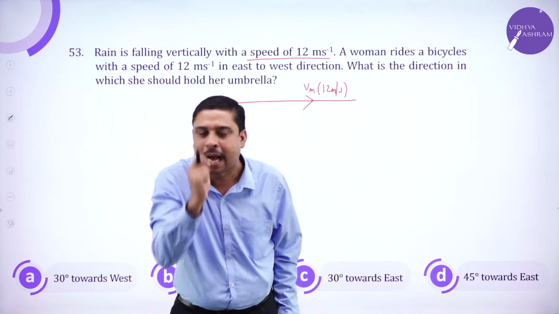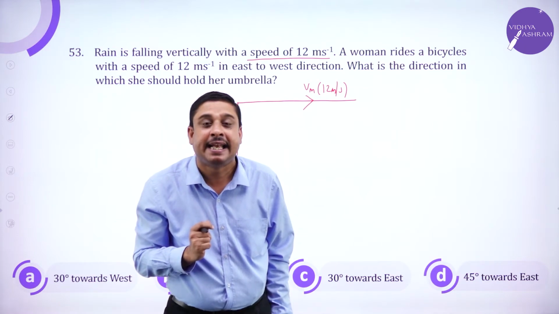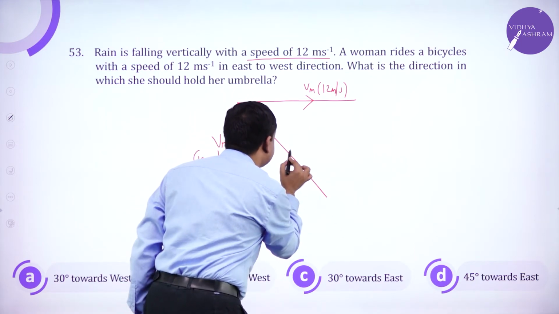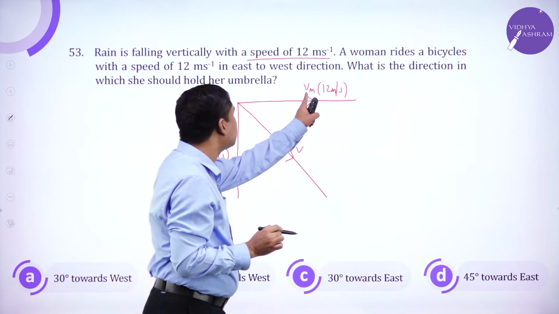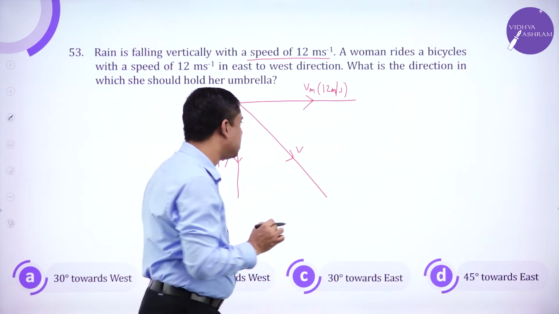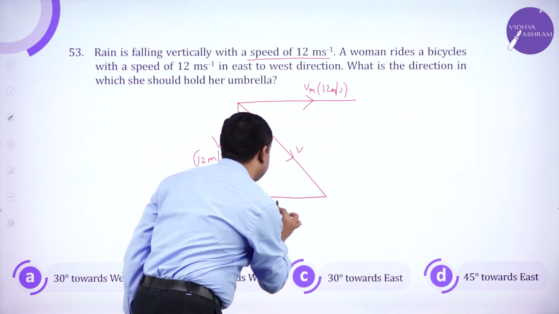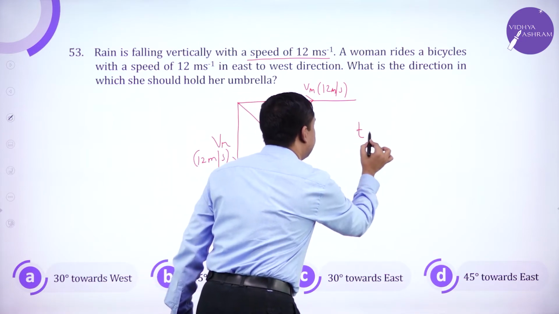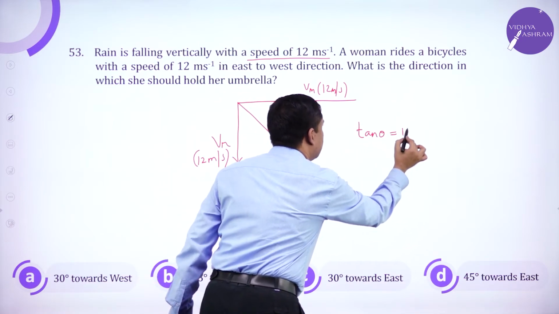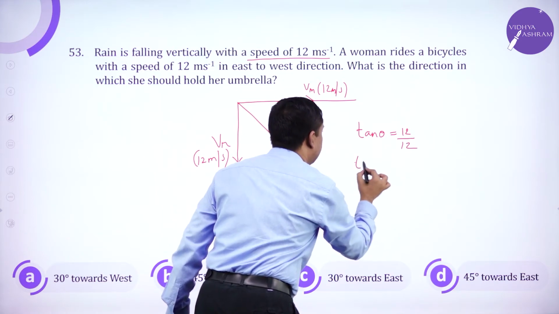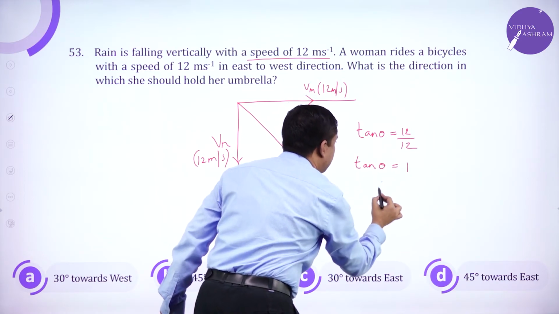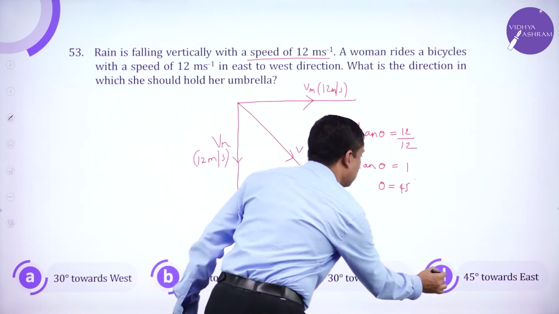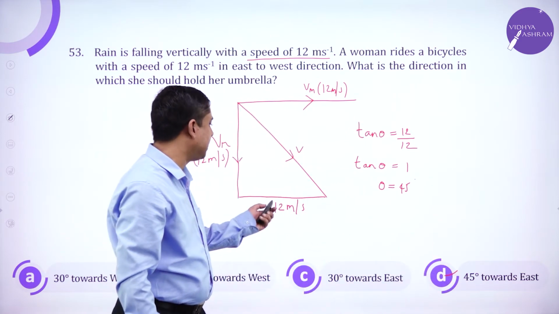When it says holding the umbrella, it is with respect to equilibrium. So that is the resultant of velocity of the woman and velocity of the rain. So this is again 12 meter per second. From this, tan theta is 12 by 12, tan theta is 1, or theta is 45 degrees towards east. So 45 degrees towards east is the answer.